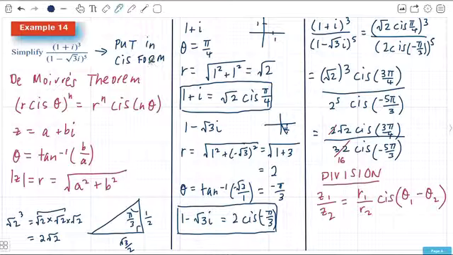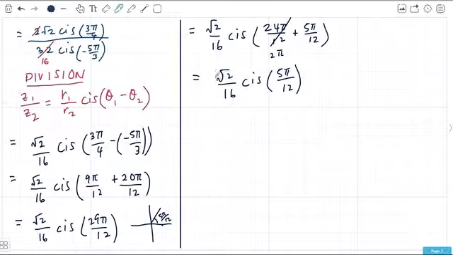Put them into cis form first. Use de Moivre's theorem after you've put them into cis form to cancel or simplify things down. Get rid of the powers so that they become multiples in the angles. And then use your division formula to finish it off to get your final answer.